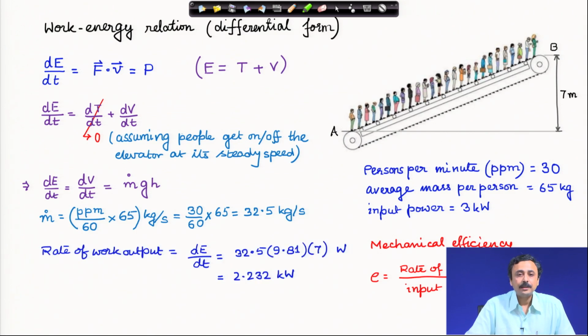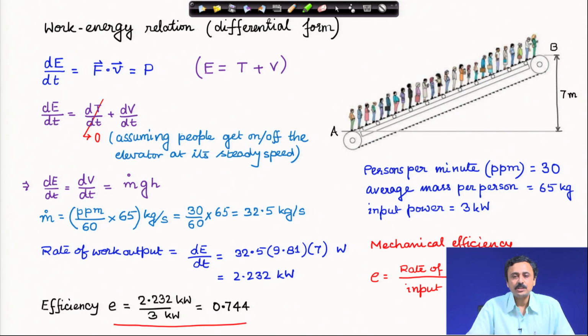So, the rate of mechanical work output of the escalator, which is dE/dt, is 32.5 kilogram per second, m dot, into g into h, and that turns out to be 2.232 kilowatt. But the motor is supplying 3 kilowatt, mentioned in the problem. Therefore, I can calculate the mechanical efficiency, which turns out to be 0.744. What is happening to the rest of the power? It is getting lost in dissipation, friction.